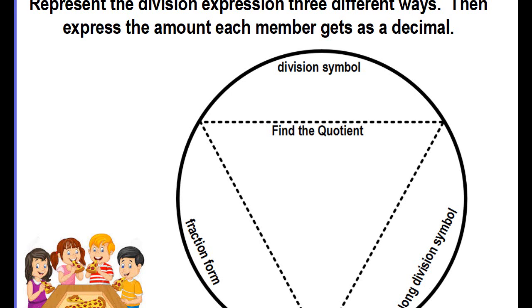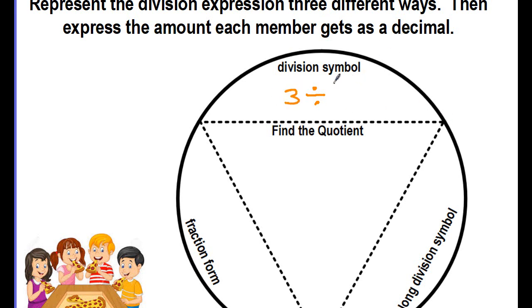Sometimes it can get confusing to figure out what goes first. So I'm going to start with the division symbol, what we're used to. It's confusing as to what number goes first in the expression. It's the number that's being shared. So ask yourself, are we sharing the 8 members of the math club, or are we sharing the pizza? What's being shared? Well, it's the pizza. So that's what goes first in our expression with the division symbol.